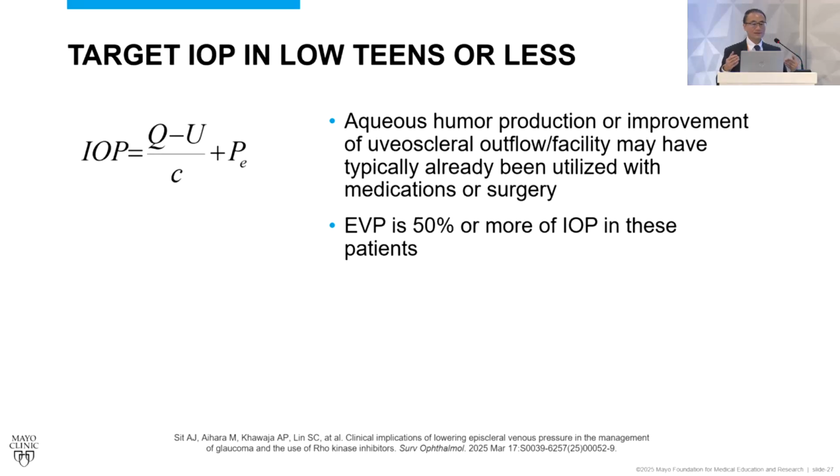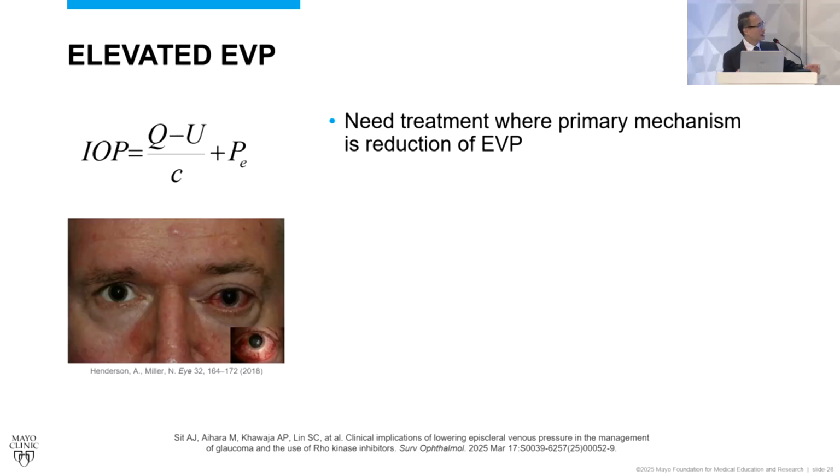And then patients who have very low pressures, target pressures in the low teens or less. Typically these are patients where you've already tried aqueous humor suppression through medications, you've already tried to improve the uveoscleral flow, again through prostaglandins or maybe through surgery or SLT or MIGS. That leaves EVP as the untreated target here in the modified Goldmann equation. In these patients, EVP is going to be 50% or more of their actual IOP, so it's an obvious place to try to target. And then finally, elevated IOP.